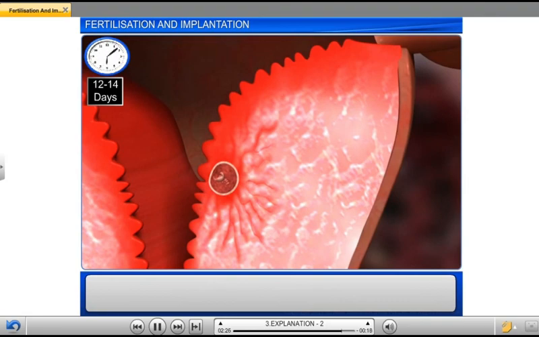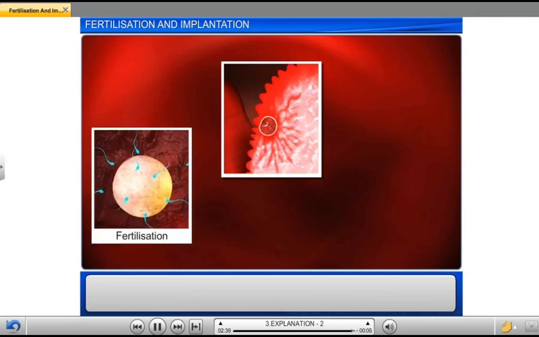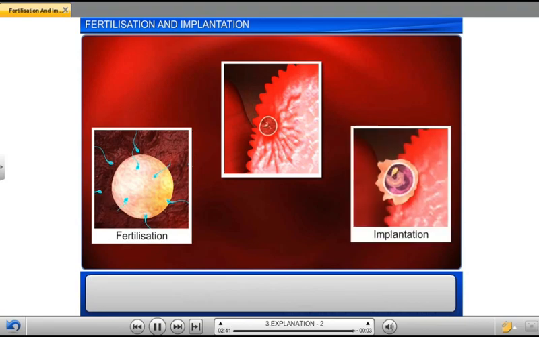Moreover, after implantation, inner cell mass cells get differentiated and begin to form the embryo. Embryo formation is thus a complex process that begins with fertilization and ends with implantation of the embryo.